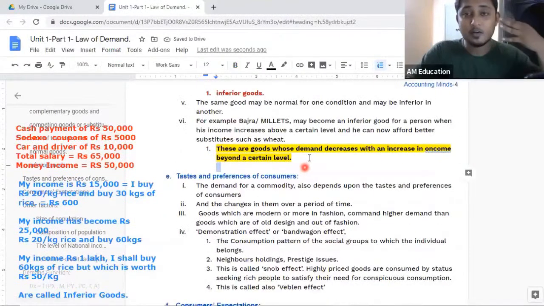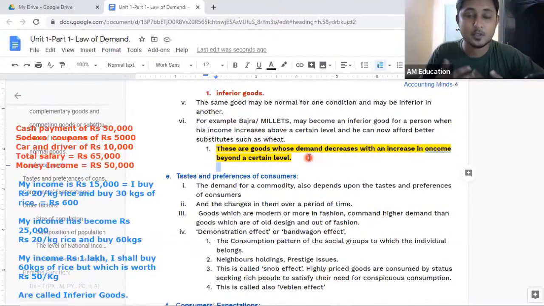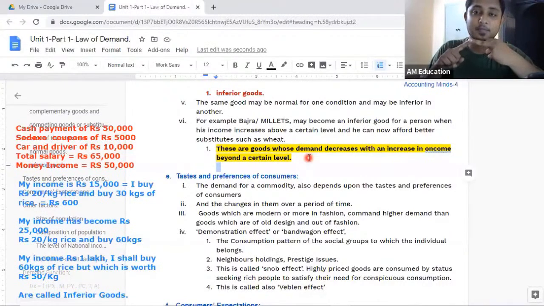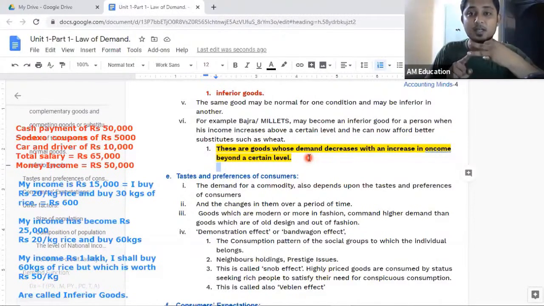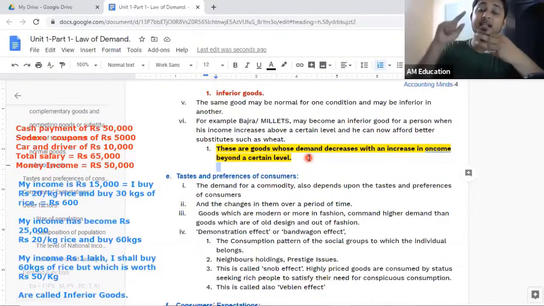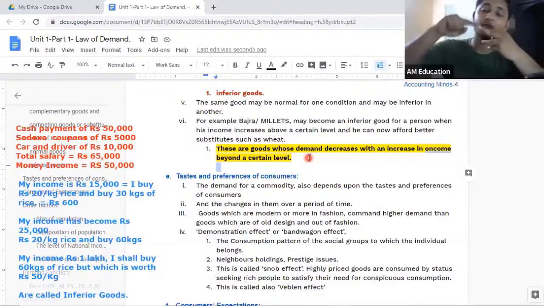So until now we've seen three determinants of demand. For a product or service to gain demand, three things will determine it. The first is the price of the product. The second is the price of the related goods, be it complementary goods or substitutes. And then the demand for a certain good or service is determined by the income of the consumer also. So income increases, the demand for the good increases.